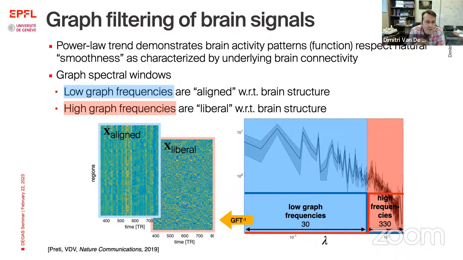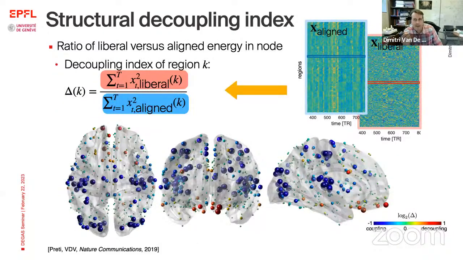And so here you see a representation for a segment of the data where you can see aligned, much smoother indeed, and then liberal signal, which is much more salient, as we expect. So given this interpretation that low pass relates to aligned signal and high pass to liberal signal, we can now, for each and every region, out of these two filtered signal representations, compute what we call the structural decoupling index, which is the ratio of energy in the liberal versus the aligned signal. And you can do that, of course, for every region that you consider in your connectome. And so this is what we call the structural decoupling index.